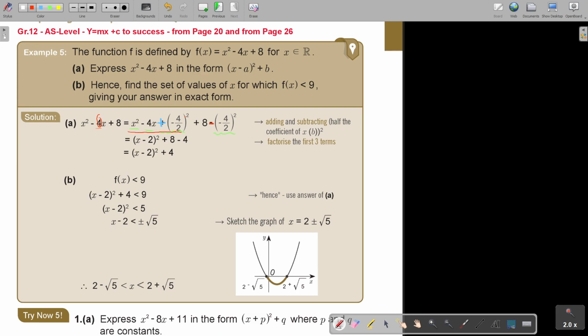Then this is a complete square. So this is going to be x, with that sign, -2 squared. And I simplify here. Okay, and I get +4. And that's how I do that.